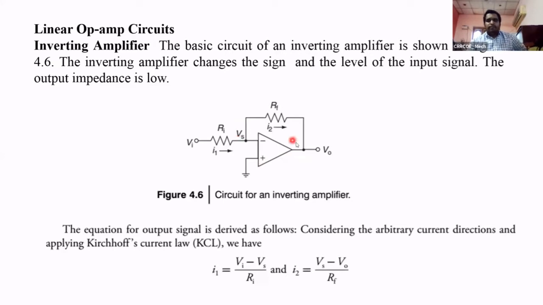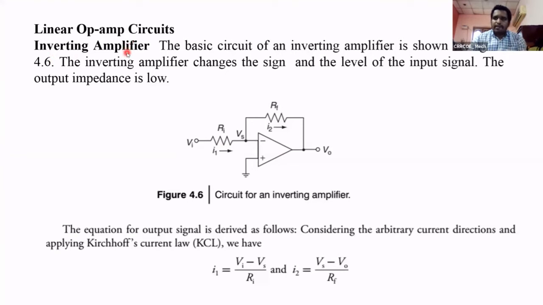Here this is the feedback circuit. Now the first one, the inverting amplifier. Already I told you we have two inputs. The one connected to the negative terminal is the inverting input, and the terminal connected to the positive is the non-inverting input. In an inverting amplifier, the non-inverting end, the positive end, is grounded and the input voltage is supplied to the negative terminal only. If the positive terminal is grounded and the input voltage is supplied to the negative terminal, then it is called an inverting op-amp.